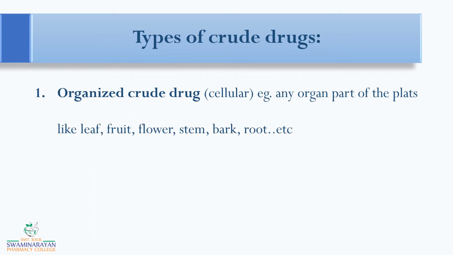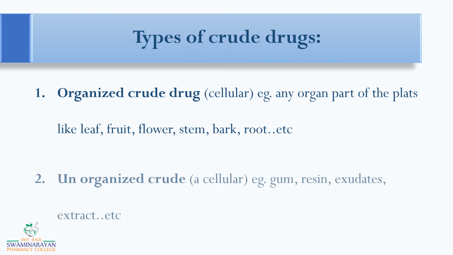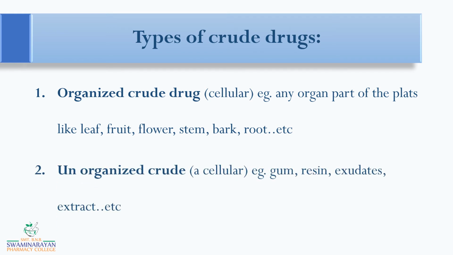Types of crude drug. First is organized crude drug, that we call cellular crude drug. These are the cells of the plant like leaf, fruit, flower, stem, bark, etc. This we also call a part of the plant. Unorganized is what we call acellular, which is obtained from the plant, like gum, resin, exudates, extract, etc.